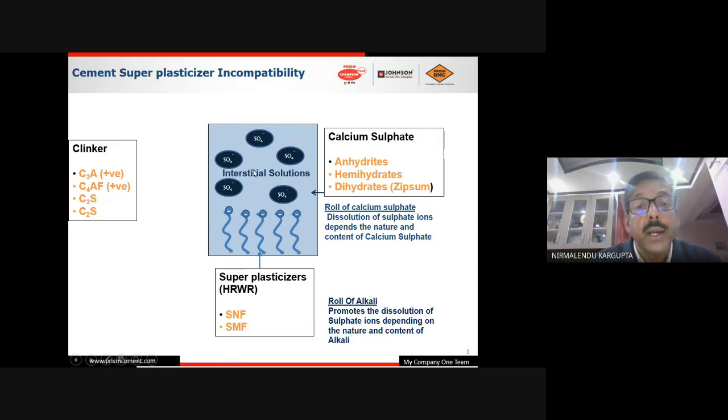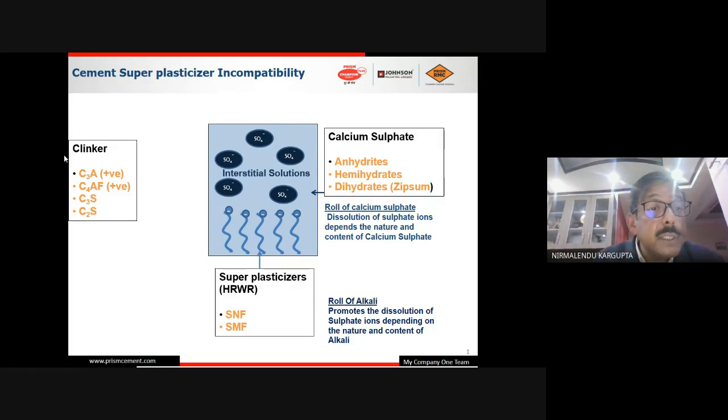Suppose sulfate is not there. Suppose sulfate has not come, and I just release admixture. What will happen? All the admixture molecules will sit on the C3A, and no other molecules will be available to sit on C4AF, C3S. Why? Because C3A is highly positively charged, the admixture is highly negative, so they will be attracted. And there is no adsorption on C4AF, no adsorption on C3S, no adsorption on C2S, so the initial slump will not come.